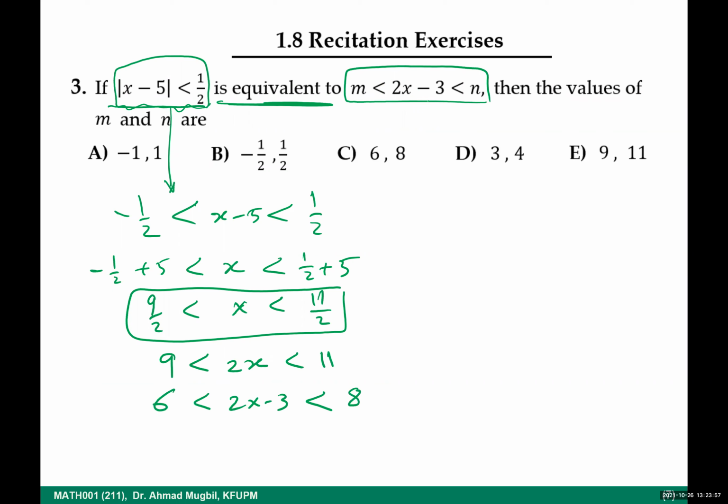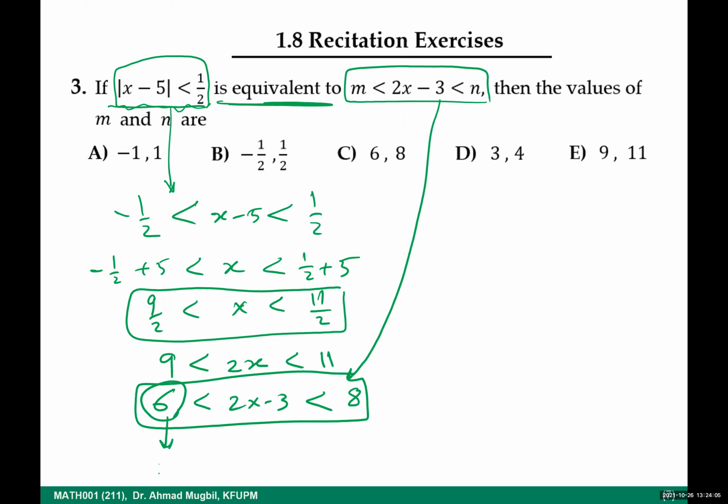Now compare between this and this, 2x to x. So what is this 6? It is m. What is 8? It is n. Easy. There is another way. Did you think about it? Yes. How?